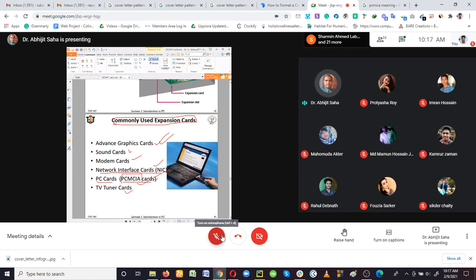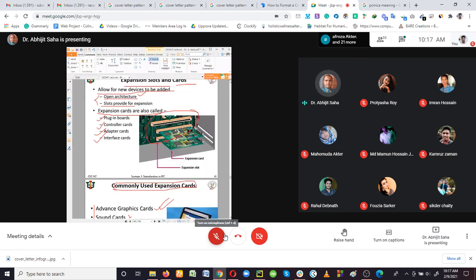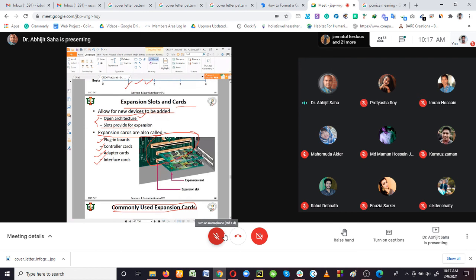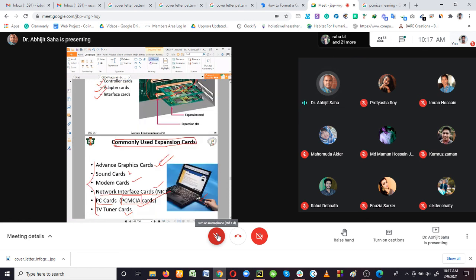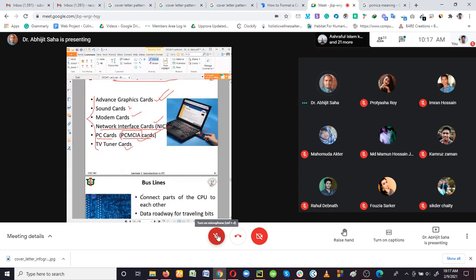The TV tuner cards can also be explained alongside your normal PCI. It is showing some examples of the expansion cards you're talking about, which are going to be installed into the expansion slots. So these are the slots and these are the cards. Which types of cards are there? Commonly used expansion cards are given as examples.